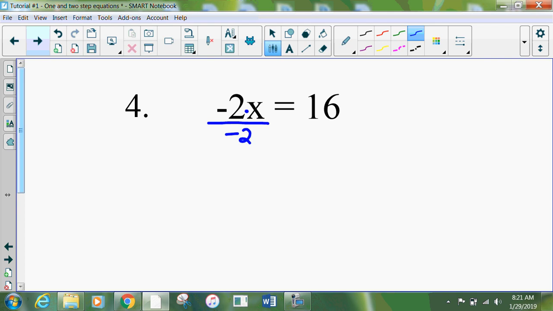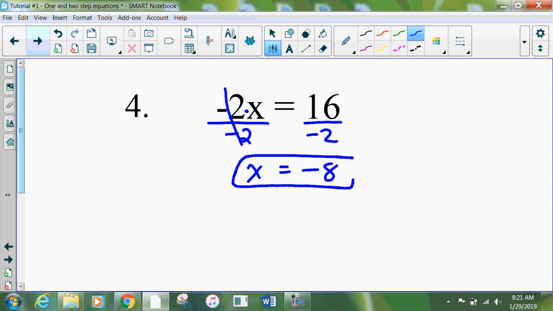It makes sense, right? Negative 2 divided by negative 2 is 1, and 1x is just an x. Just like one shoe is just a shoe. We're going to bring down the equal sign, and we're not going to forget whatever we did to the left side to keep the balance of our equation, we're going to do to the right. So 16 divided by negative 2 is negative 8.